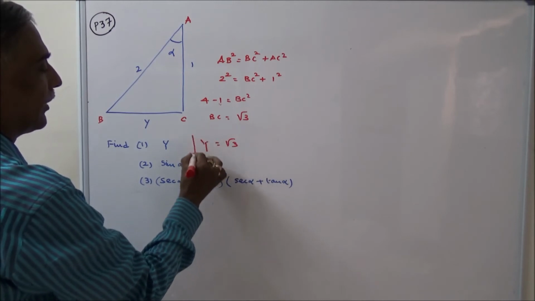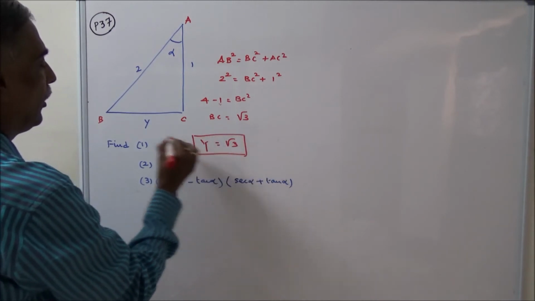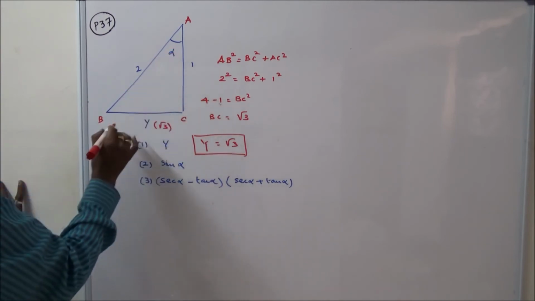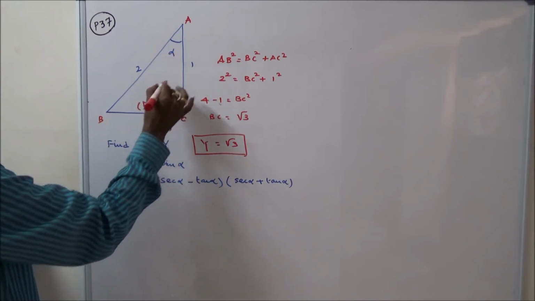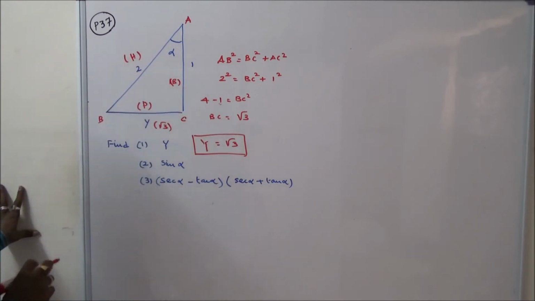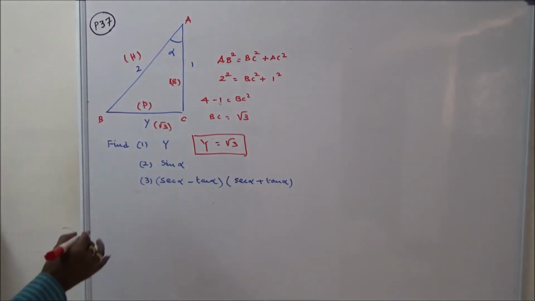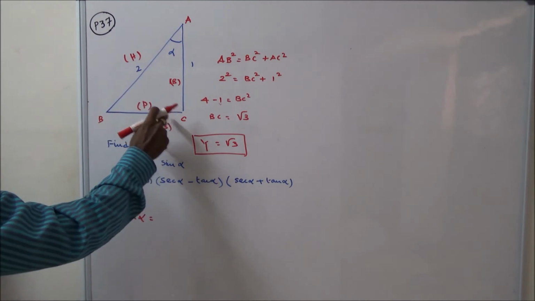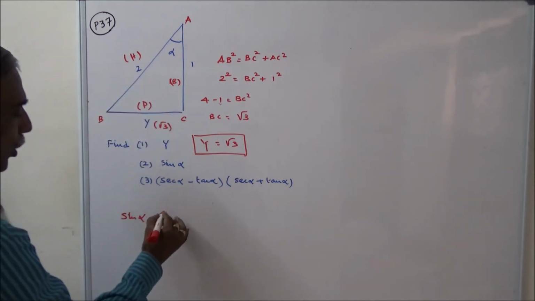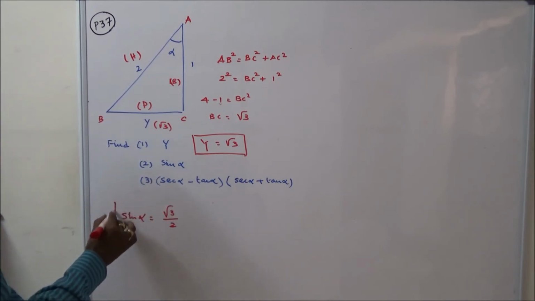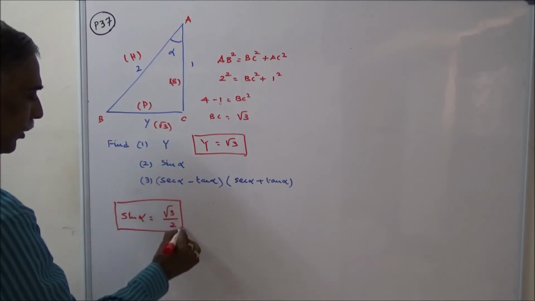First question answer, root 3. So this is an acute angle. Therefore, this is perpendicular, this is base, this is hypotenuse. Now I can easily find sin alpha. Sin alpha is equal to perpendicular by hypotenuse, root 3 by 2. This is the second question answer. Sin alpha is root 3 by 2.